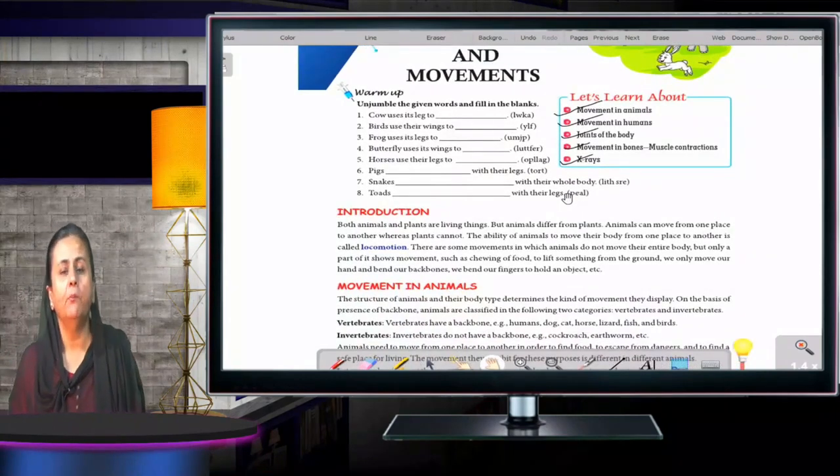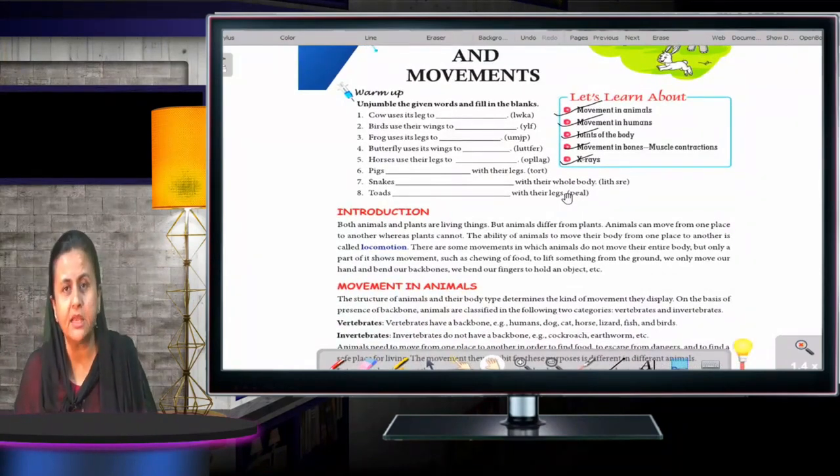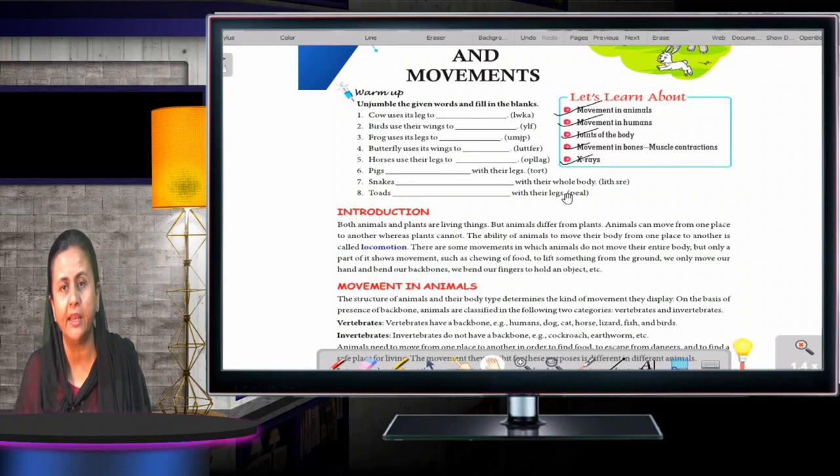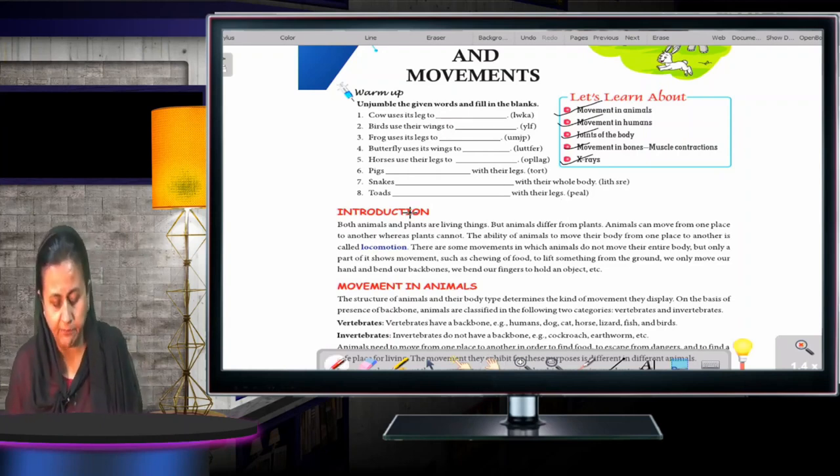See children, both plants and animals are living, okay, but the basic difference between both of them is that plants are fixed, they do not move, but if we talk about animals, they keep on moving in search of food, in search of shelter, okay. So plants do not move, whereas animals move, and their movement is known as locomotion. So let's start the chapter now.